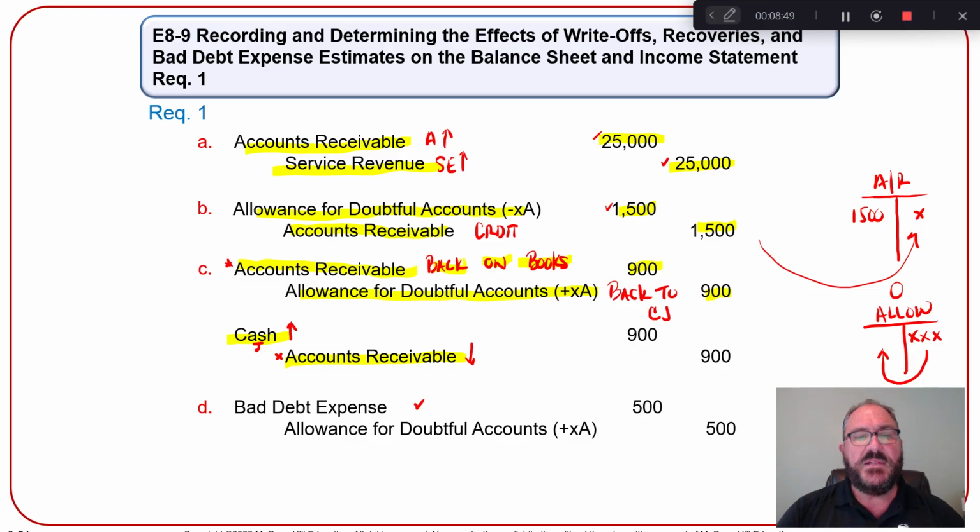And then finally, bad debt expense. All they wanted you to do is just list the bad debt expense here, $500, and allowance for doubtful accounts. Of course, this is the one they're just estimating.